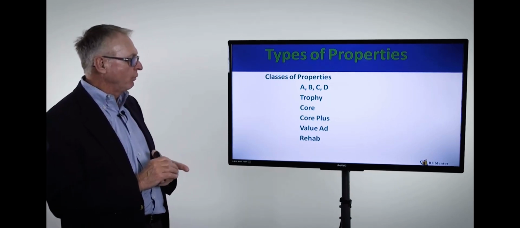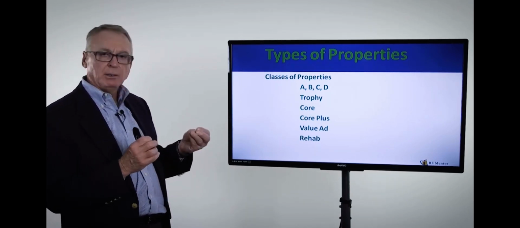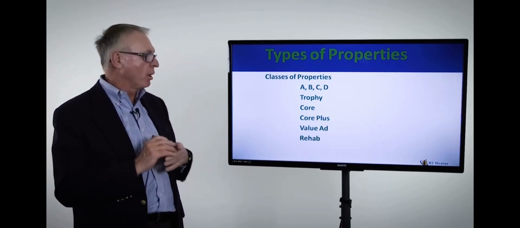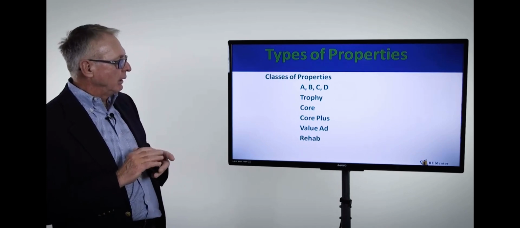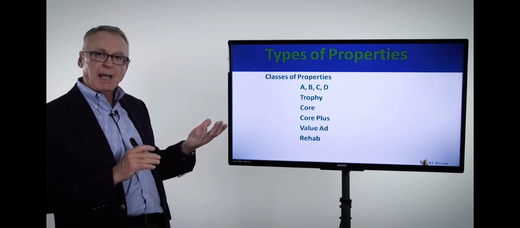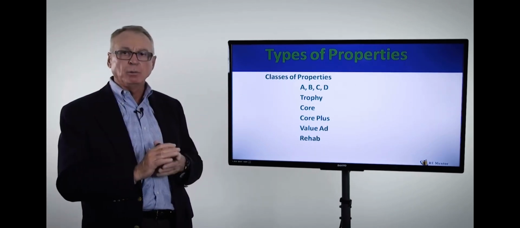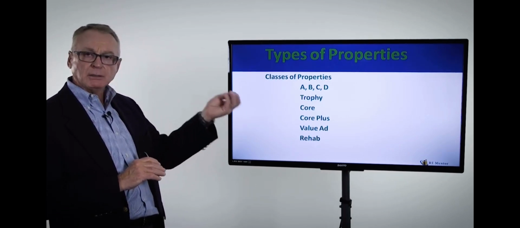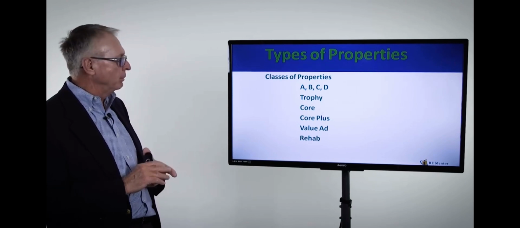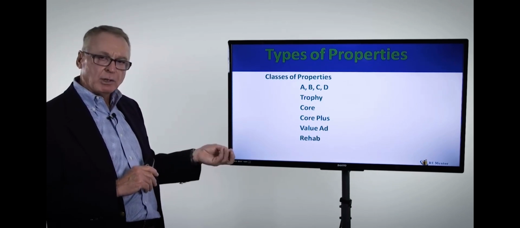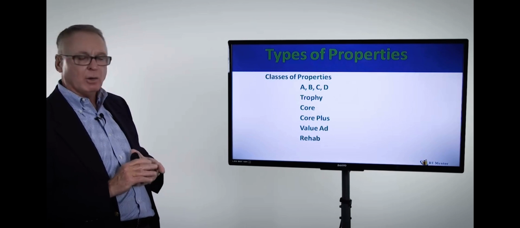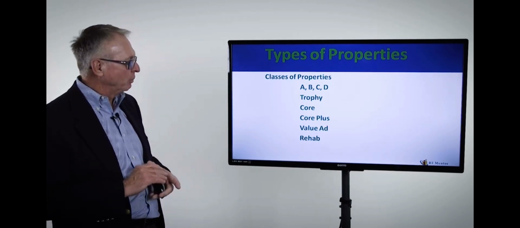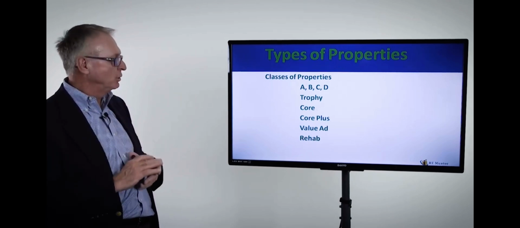A trophy property is probably the best property, the newest property in the market. It's a term that's used. It's typically, obviously, an A asset, but it's the very best, probably the newest property that's in the area. You'll see a lot of REITs, real estate investment trusts, and big companies buy these. They call them trophy assets. It's like something to be proud of, that you put on your bookcase to show your trophy, so to speak.